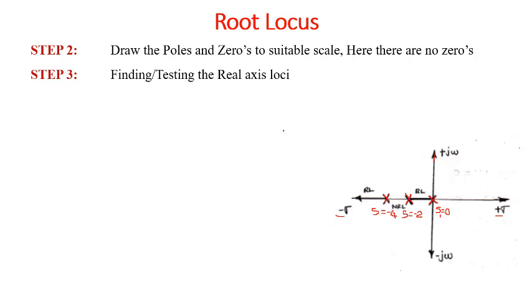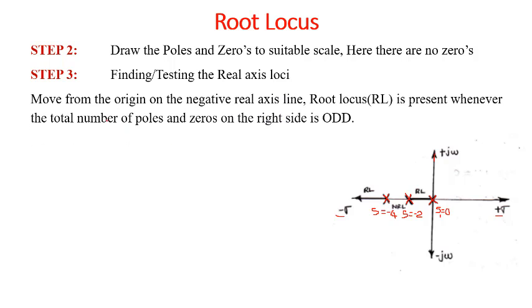Next, an important one: finding or testing the real axis loci. How to find it? We are going to move from the origin on the negative real axis line. So this is the origin, and from here we move on the negative real axis line. This is the real axis line. This side it is positive, this side it is negative. Here this one is the imaginary axis line.